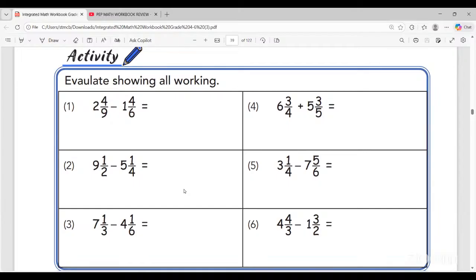Turn to page 29, guys. 29. In my regular class, we're at fractions, so I could do some fractions.